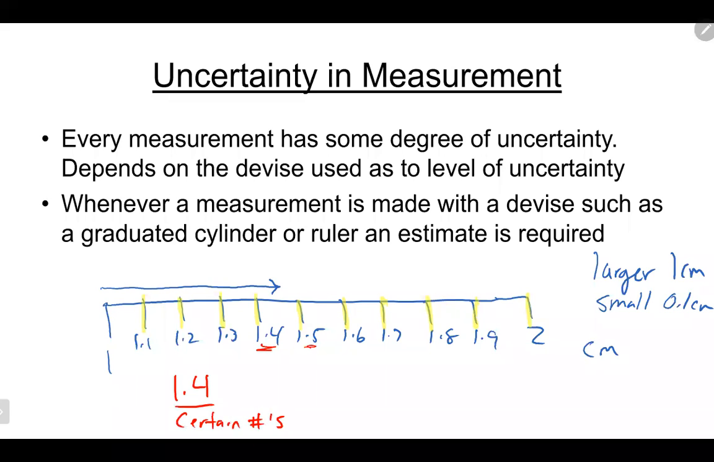Now, when we look at that arrow, again, we can see that it is not quite 1.4 exactly, and not quite 1.5. It's somewhere in between. And that is where the uncertainty is. That's where the estimation is going to come into play. I may look at that and think it's perfectly between the two numbers, so I will record that as a 5. Somebody else may look at it and think it's a little closer. Maybe it's a 6, maybe it's a 7, maybe it's a little less, maybe it's a 3, maybe it's a 4.